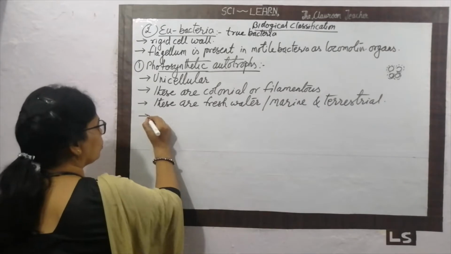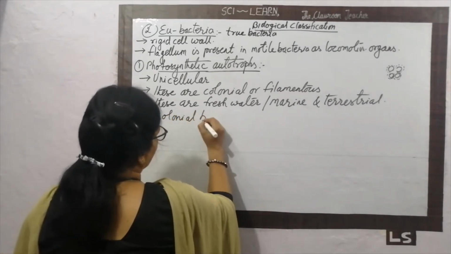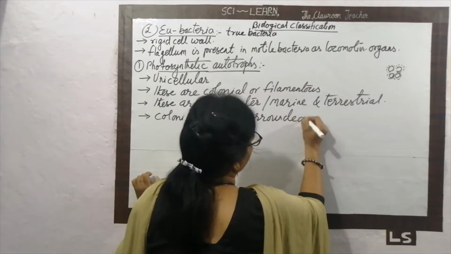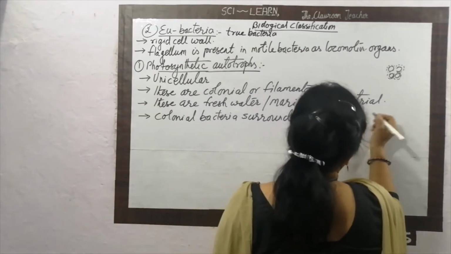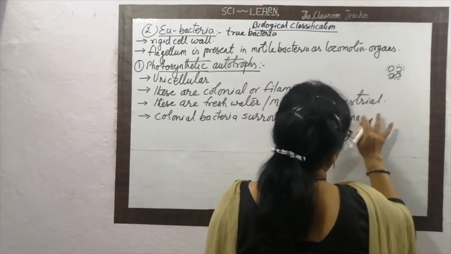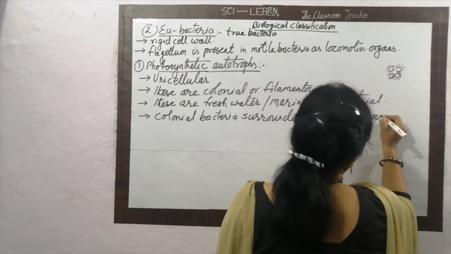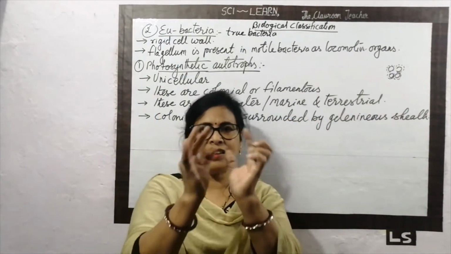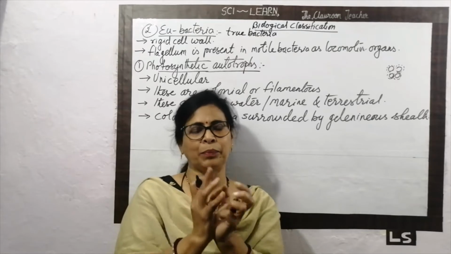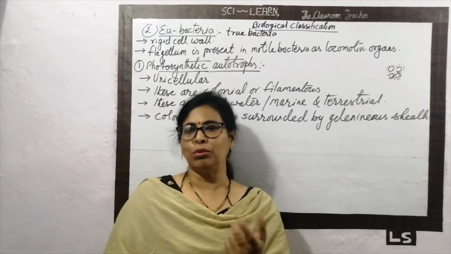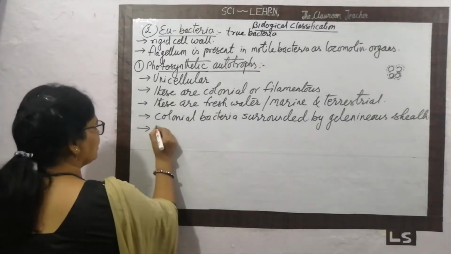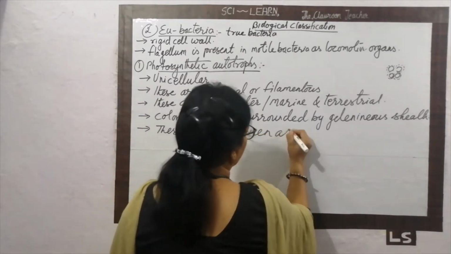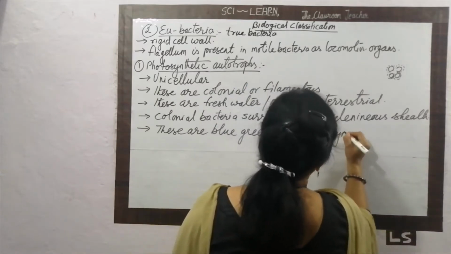So colonial bacteria are surrounded by a gelatinous sheet. The gelatinous sheet is present around their body, and inside the gelatin sheet all the bacteria are present. The best example of this type of bacteria is called the blue-green algae, or cyanobacteria. We call it blue-green algae or cyanobacteria.